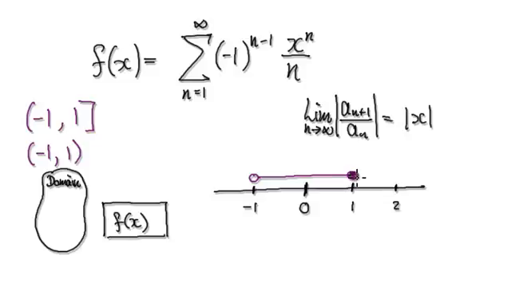Okay, so when it comes to the ratio test, the absolute value equalling 1 is inconclusive. So you need to investigate that on 1 and that on -1.